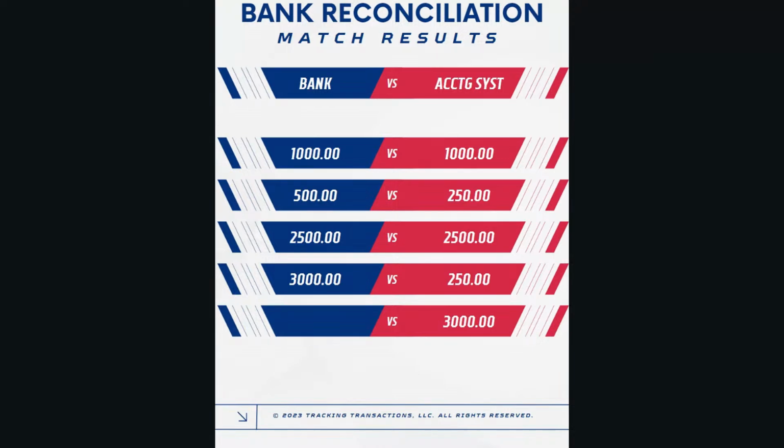So I selected the stamp button. I'm going to start with some check marks here. We've got the bank against the accounting system. We had the $1,000 match and a match. Then we've got our $2,500 match and a match. We've got the $3,000 match and a match. Now we're left with our $500 here.